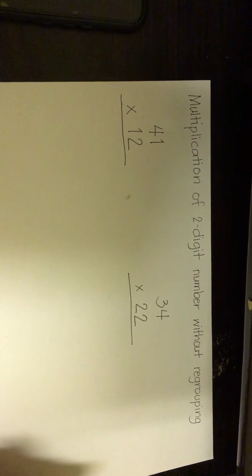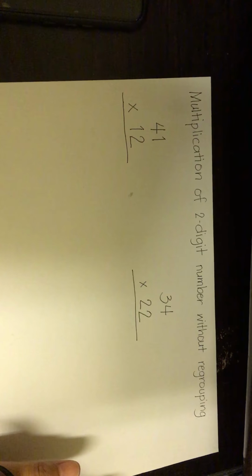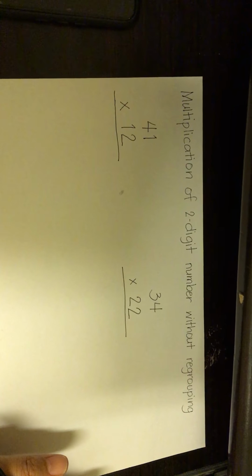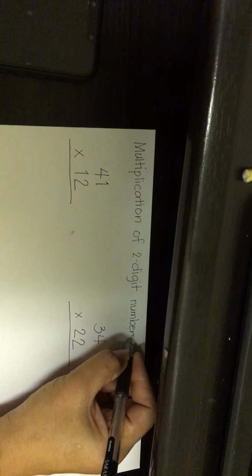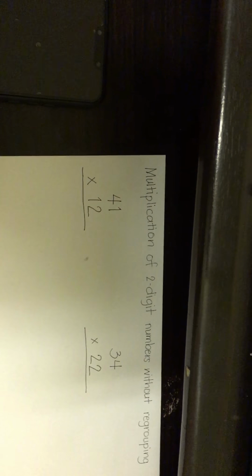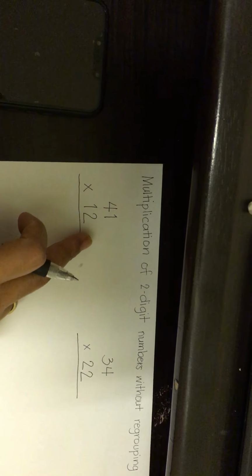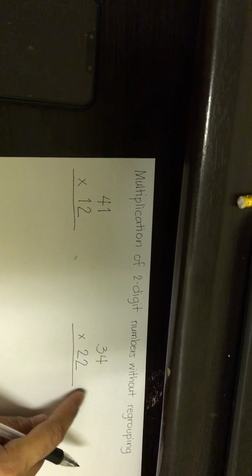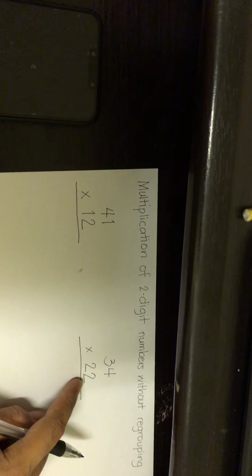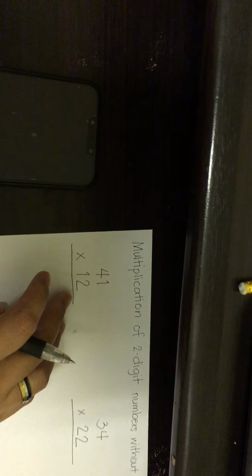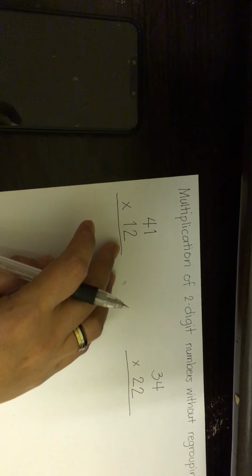Okay, good morning everyone. Today we are going to discuss multiplication of two-digit numbers without regrouping. First, we have two examples: 41 multiplied by 12, and 34 multiplied by 22. Let's take the first example, 41 multiplied by 12.